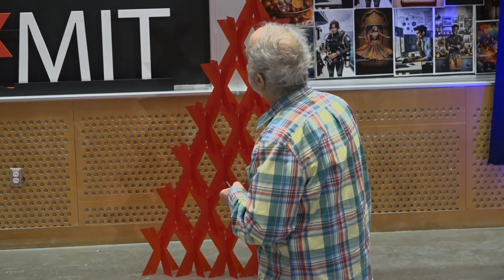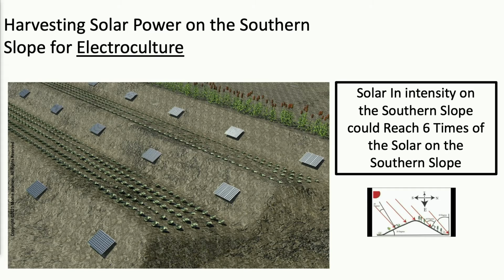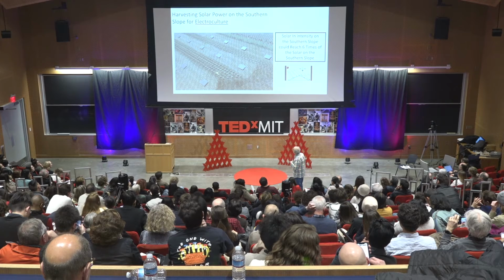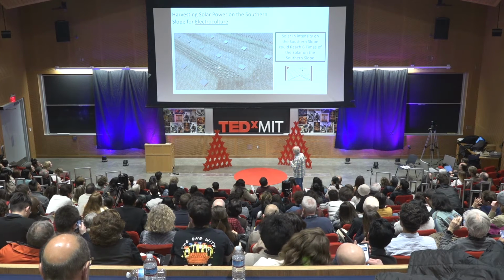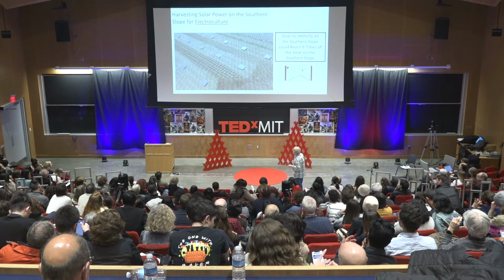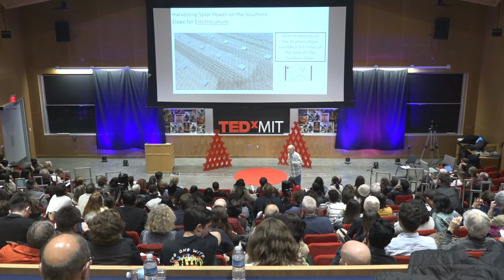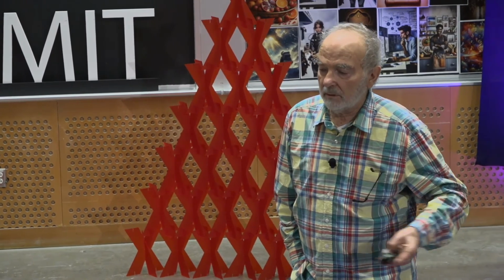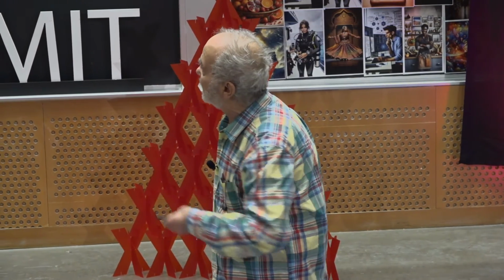In addition, there is another interesting possibility for the long term, and this is to harvest solar power on the southern slope. As I said before, the intensity here is very high, could be 6 times higher than the solar intensity on the northern slope. The question is what to do with this solar power. How are you going to transmit it to the grid? And most likely those places would be in remote locations.